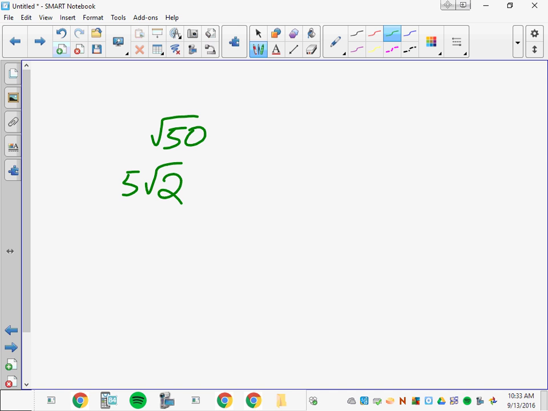Okay? What about 48? Are there any perfect squares in 48? 4, and it would be 4 times 12, right? Does 12 have any perfect squares? It also has 4. So if 4 works twice, that means 16 should also work, so it would be 16 times 3. So that simplified would be, so this is the square root of 16 times the square root of 3, so 4 root 3.